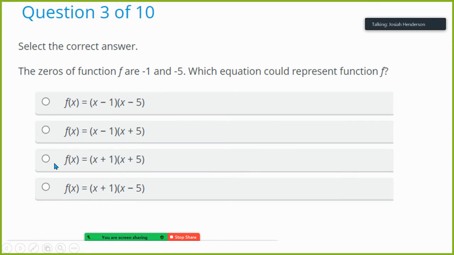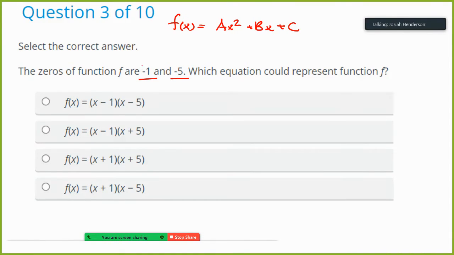All right, no questions. Let's look at another one. Oh, here's a good one. Straight to the point and test this on our zeros and factors. The zeros of a function f, that means f of x is equal to this. We don't know a, b, and c. The zeros of function f are -1 and -5. Which equation could represent function f?